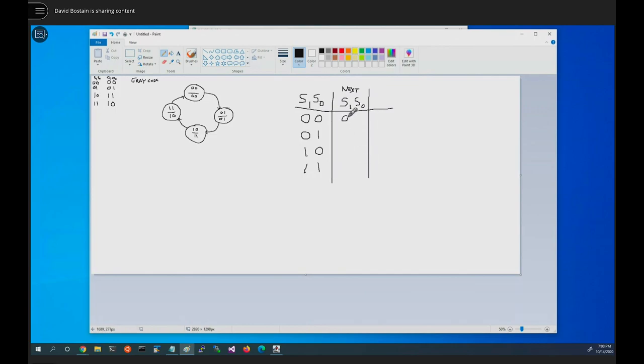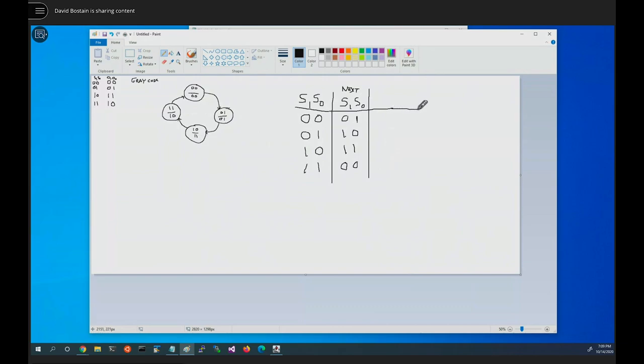You start at 0, 0, right? What's the next state after 0, 0 in our picture? 0, 1. 0, 1 goes where? Goes to 1, 0. 1, 0 goes to 1, 1. 1, 1 goes to 0, 0. Okay, so far even I could do that one. Nothing big and sophisticated going on yet.